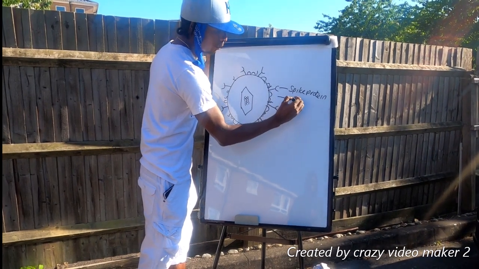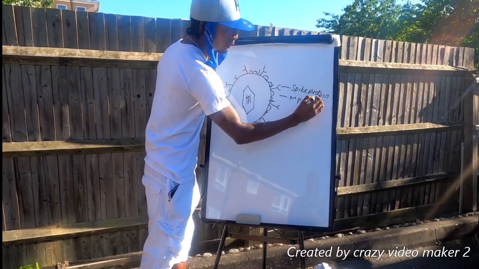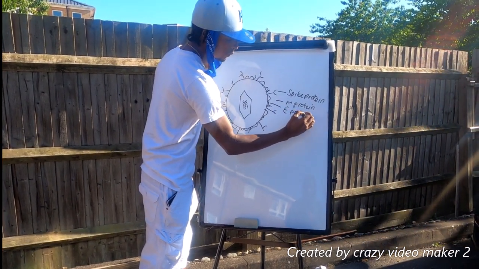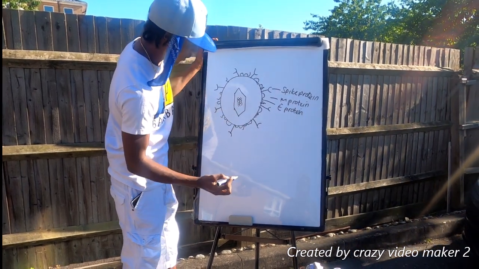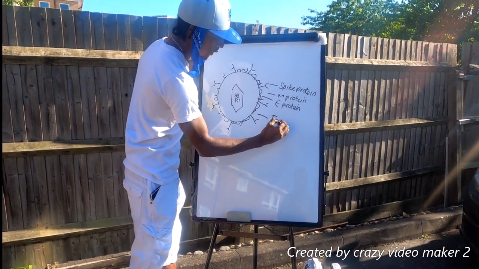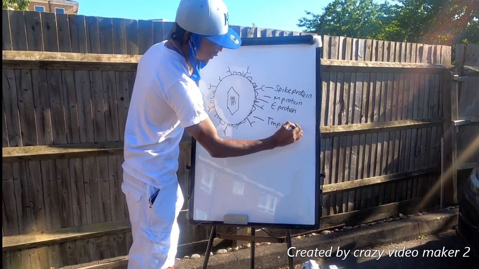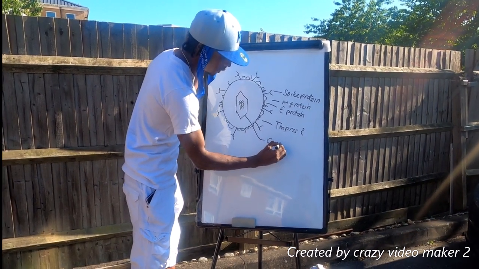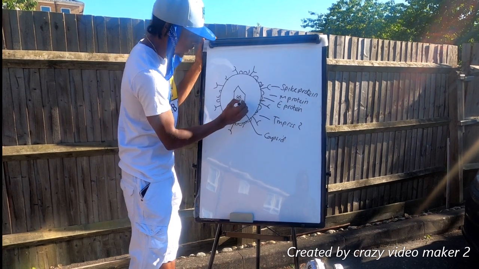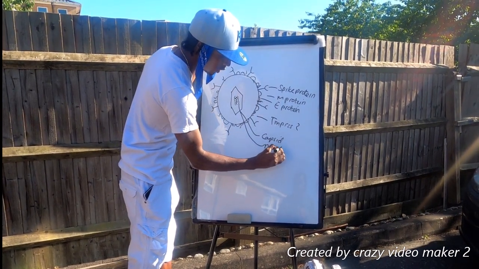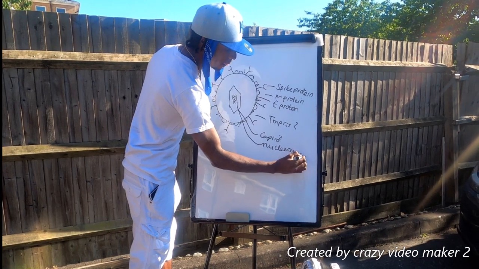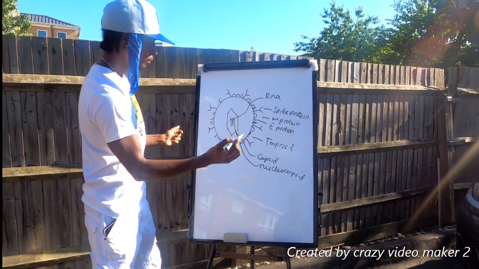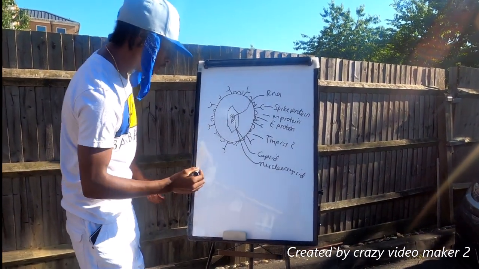You have M protein, short for membrane protein. You have a smaller one, which is E protein. And you have the capsid, and inside the capsid, you have the nucleocapsid. And then you have the RNA. Okay, this is what the virus looks like.